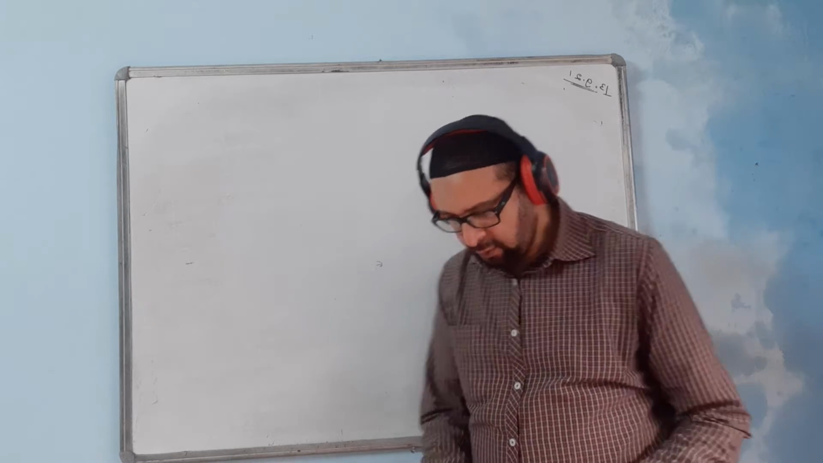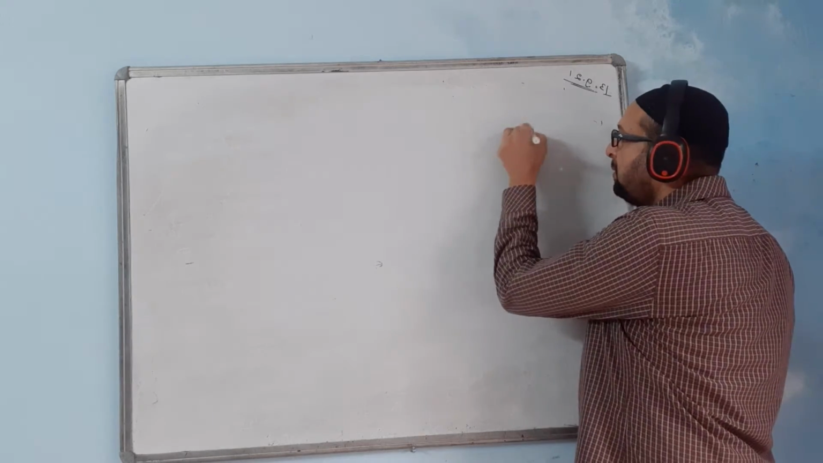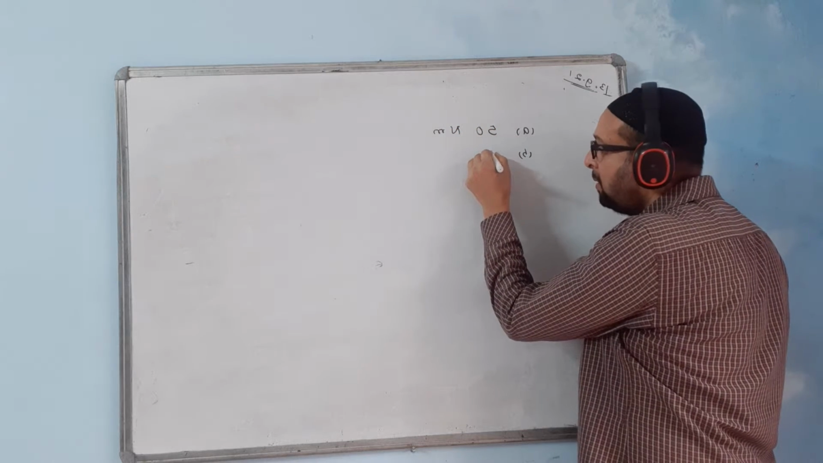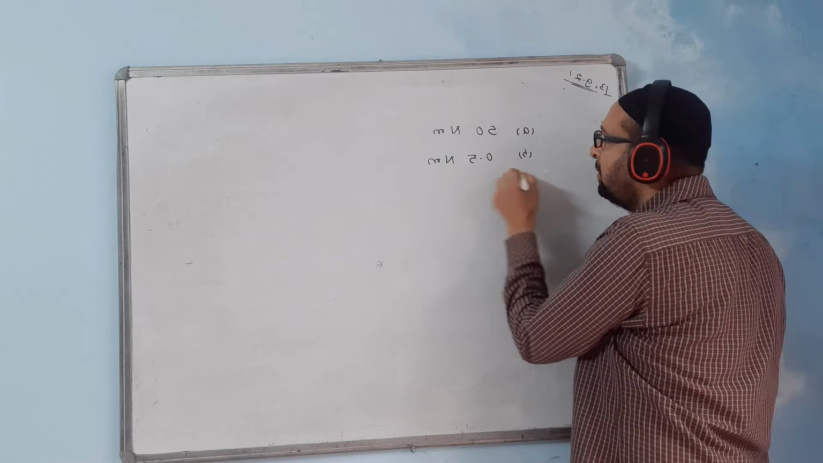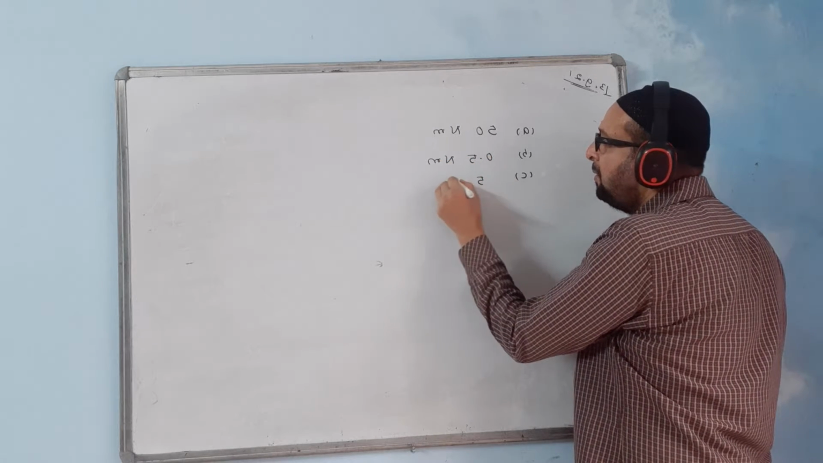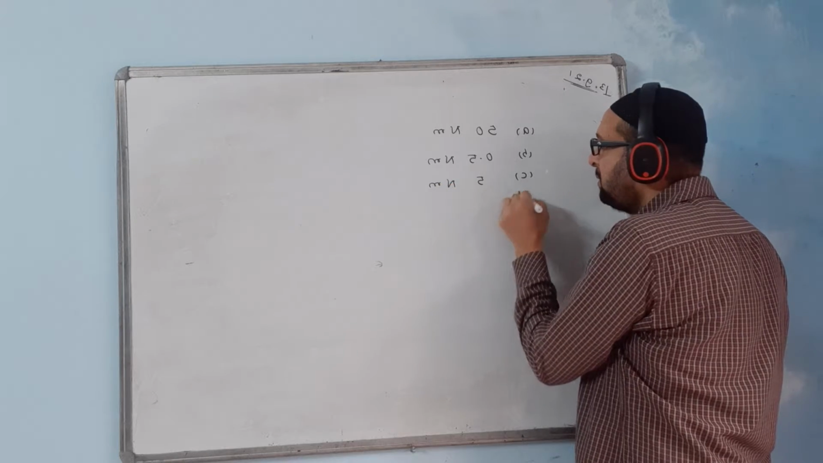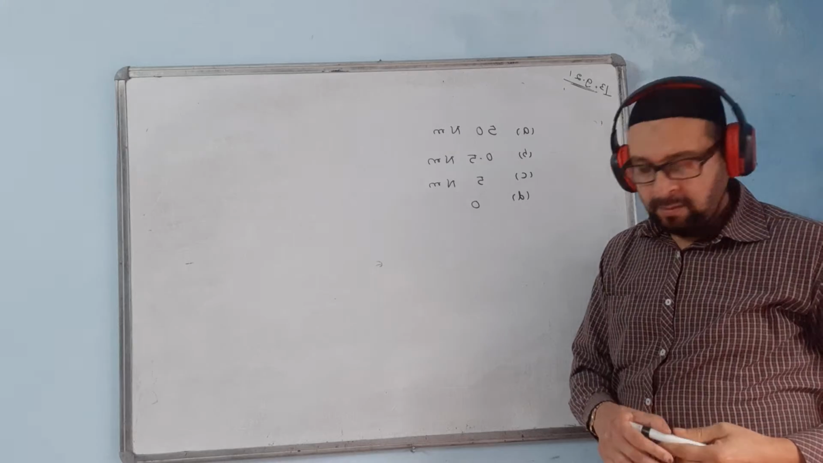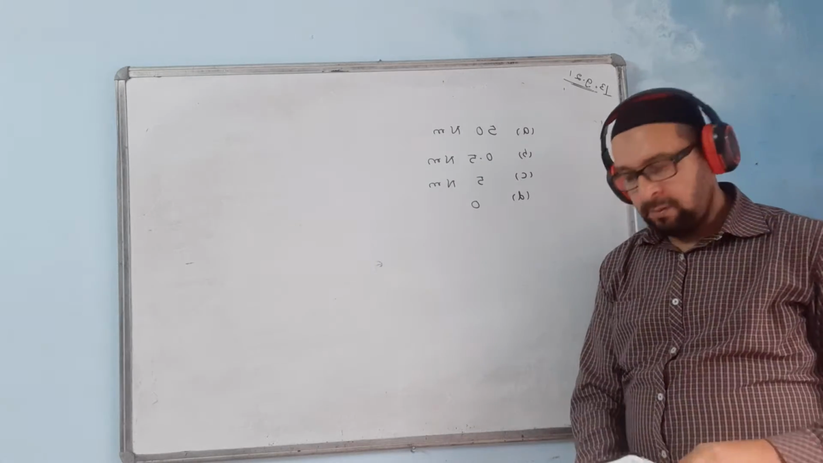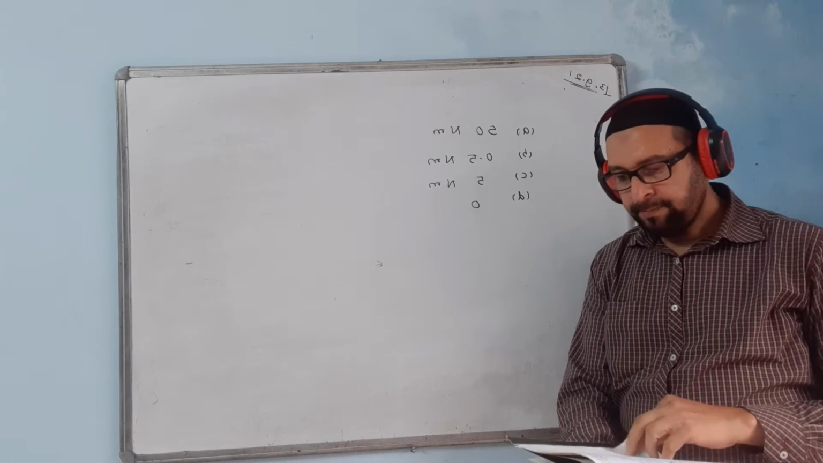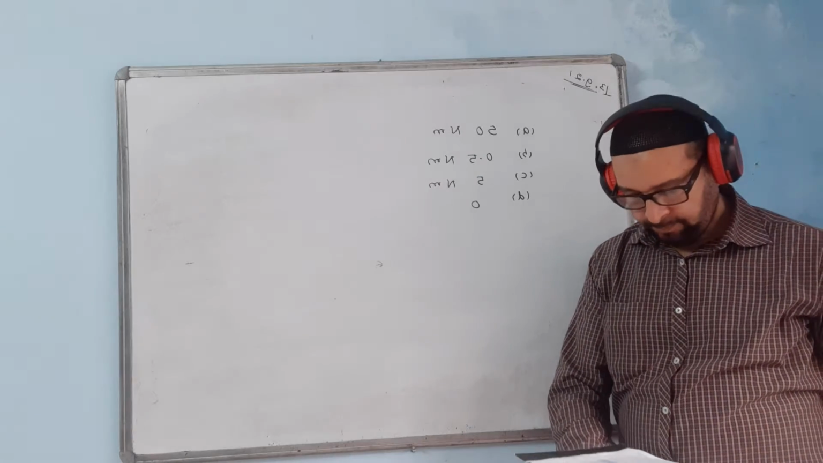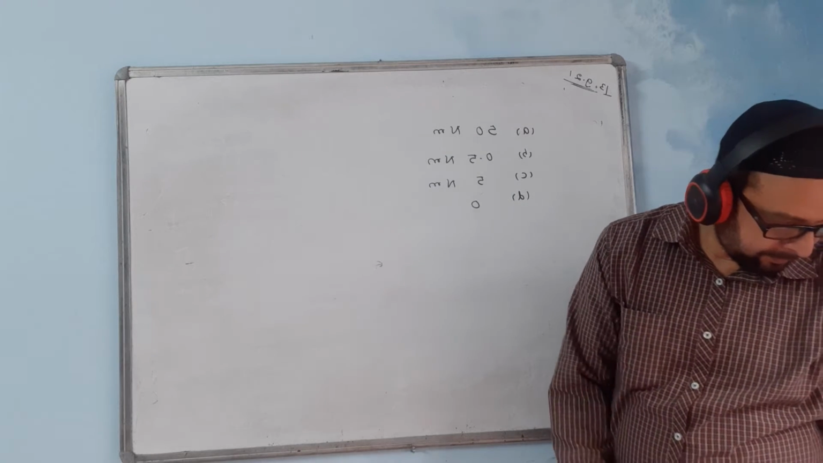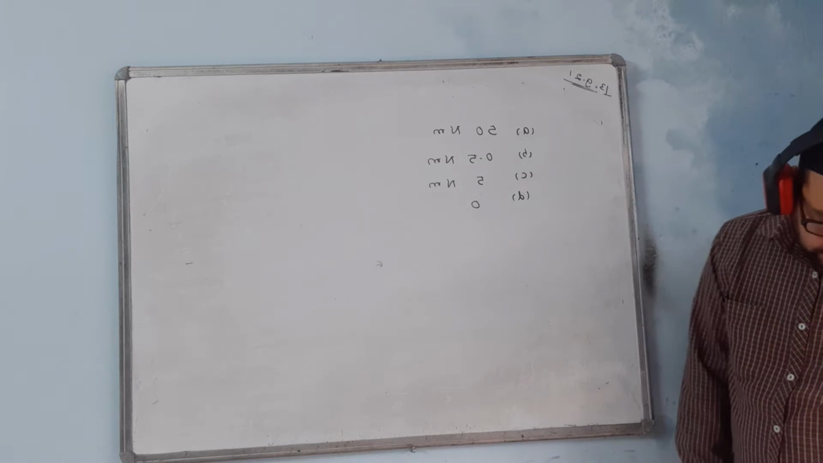Option A, first option, 50 Nm. Second option, 0.5 Nm. Third option, 5 Nm, and B option 0. Okay. Tell me the answer. What is the answer?